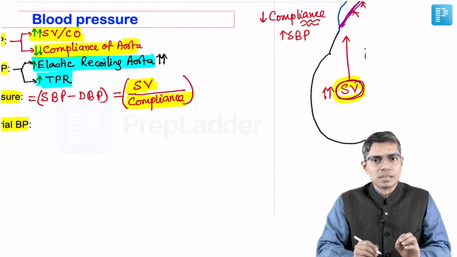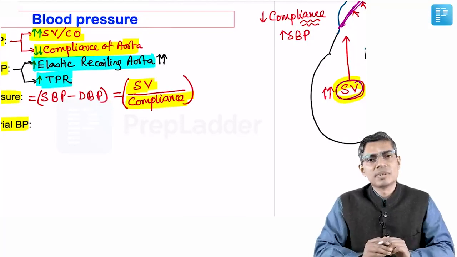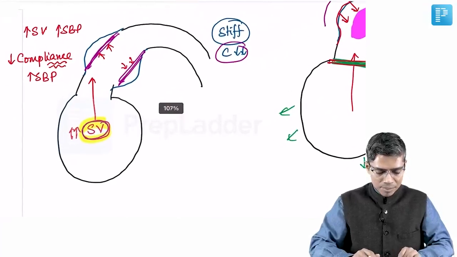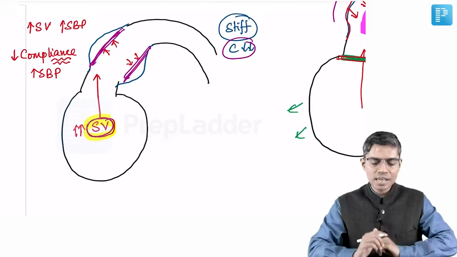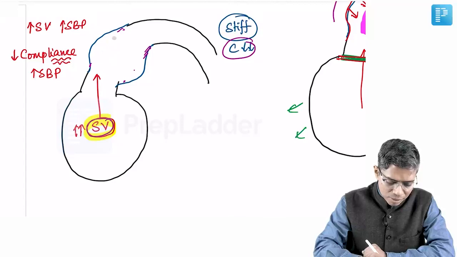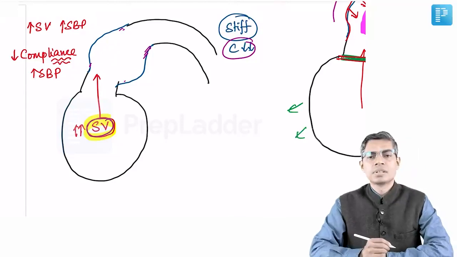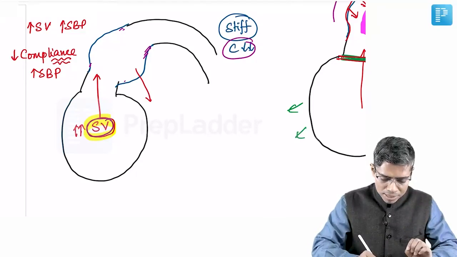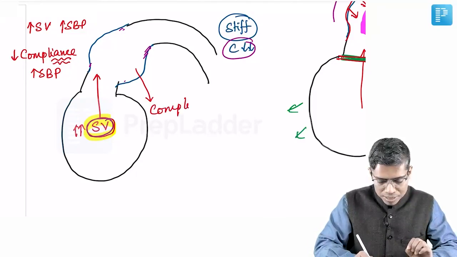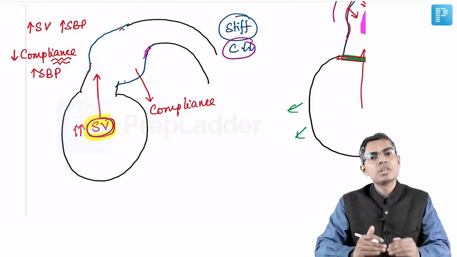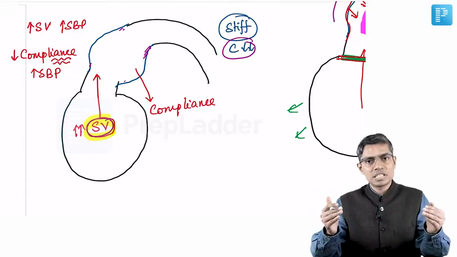So we have to understand why the ratio between stroke volume and compliance is equal to pulse pressure, right? So again the same diagram I am discussing here. This diagram we have already discussed: whenever the stroke volume is ejected, the arch of aorta will expand, and then there will be recoiling during diastole. Now my question is, I want to measure what is the compliance of this aorta. I told you compliance is inverse of elasticity. Compliance is equal to stretchability, right?